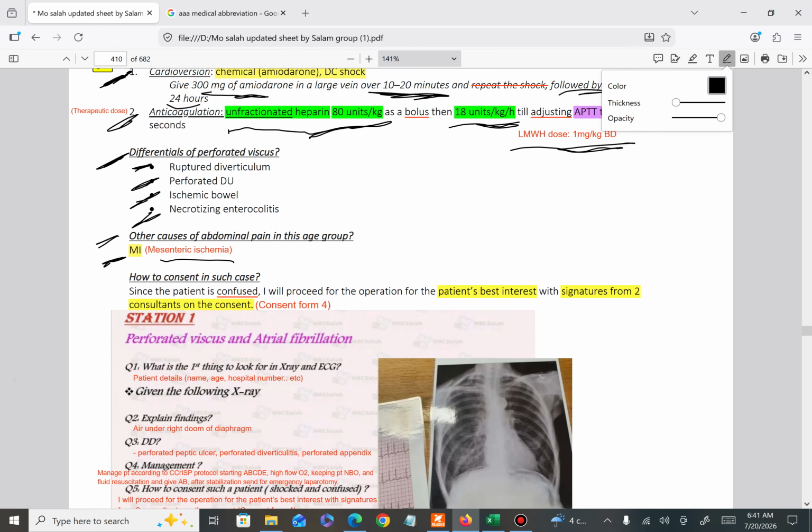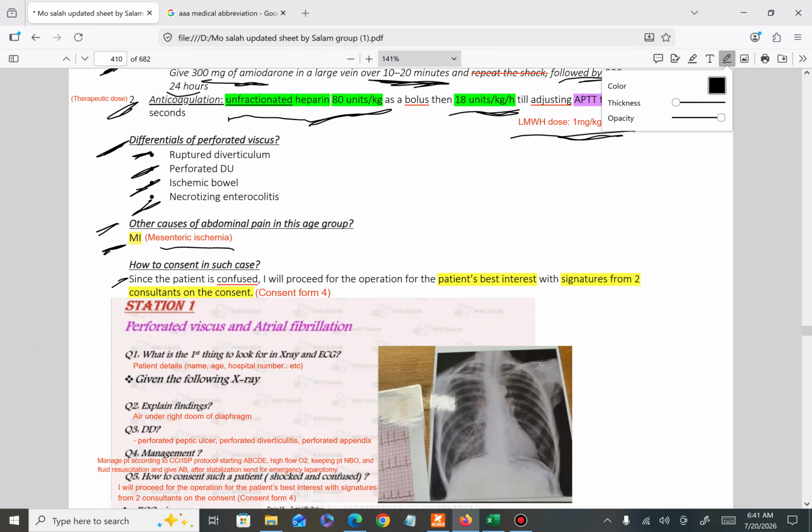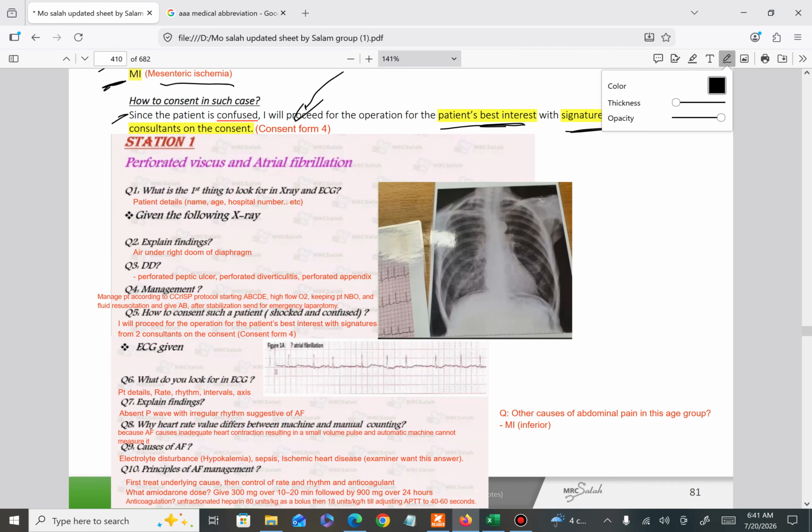How to consent in such a case? Since the patient is confused, we will proceed with the operation in the patient's best interest, with the signature of two consultants on the consent. So it is called consent form 4.